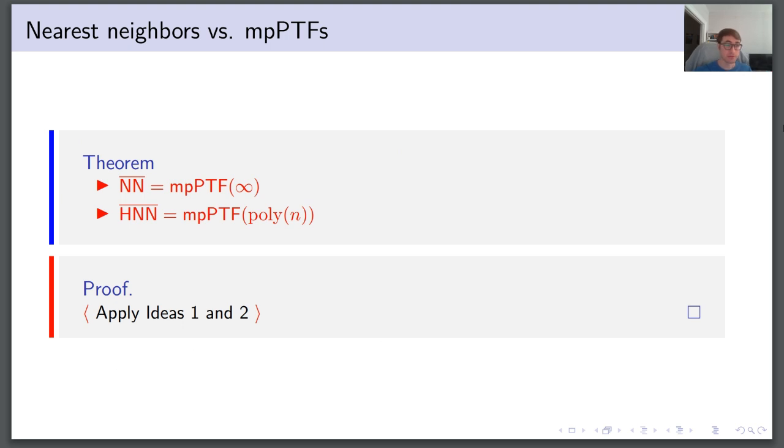And with this, we actually can show the closure of NN under taking subfunctions is precisely equal to NPPTF infinity, and the closure of HNN is equal to NPPTF poly n. And the proof is just an application of the first two ideas. We just take our linear forms and identify and assign input variables to realize the coefficients and constants.